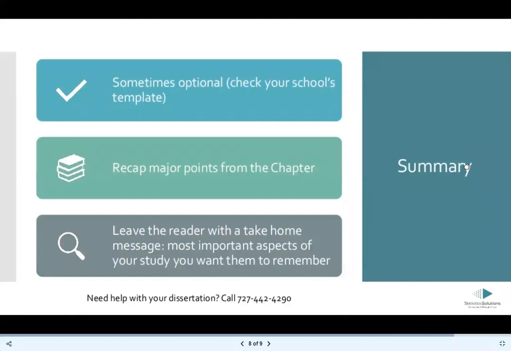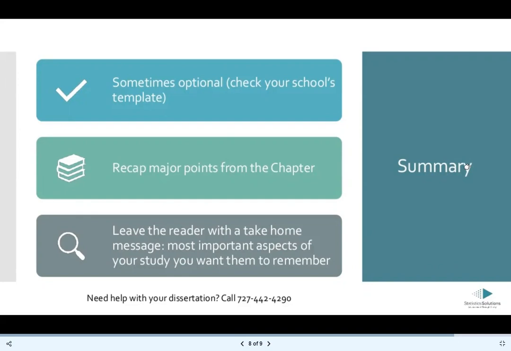And then you'll finish off this chapter with a summary section. So first things first, always make sure to check your school's template to ensure that you are including all of the elements that they're expecting in this section. The presentation today covers generally what we've seen most schools ask for, but just make sure to check in with your chair or your committee to see if they have a template or a checklist, because that will give you the best advice on what to include in the chapter. And at the end of the day, they're going to be signing off on your dissertation. So you want to make sure that you're including exactly what they expect.